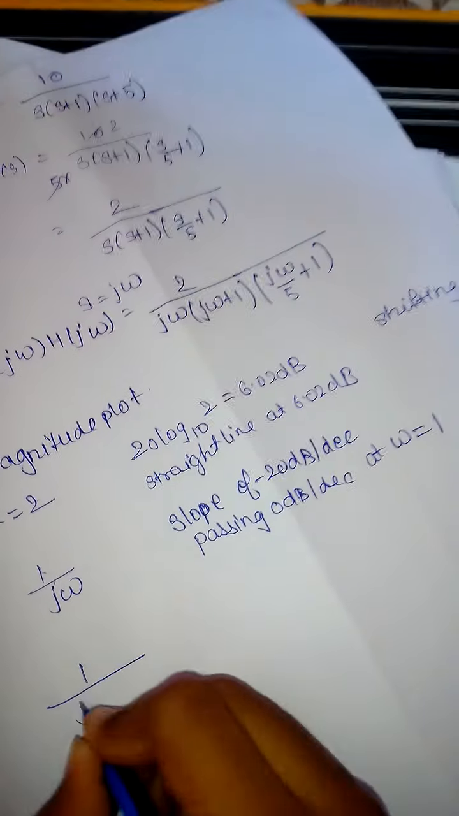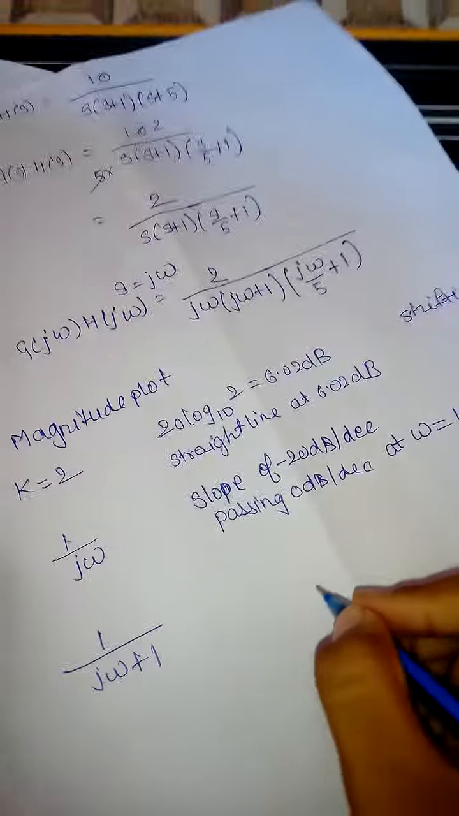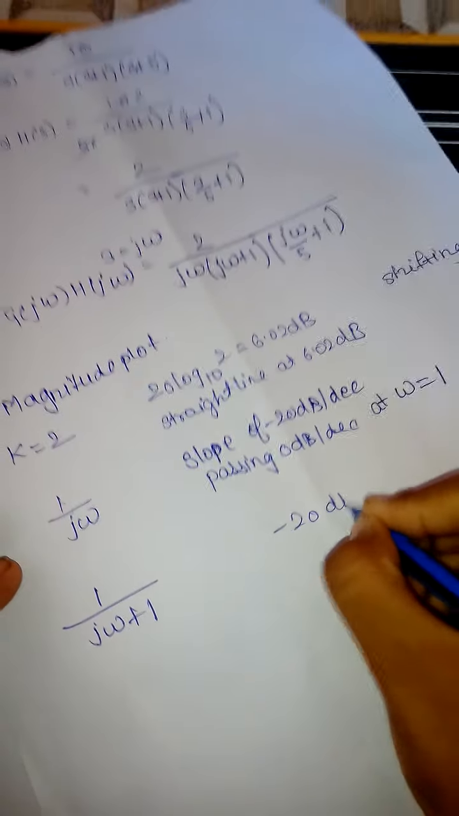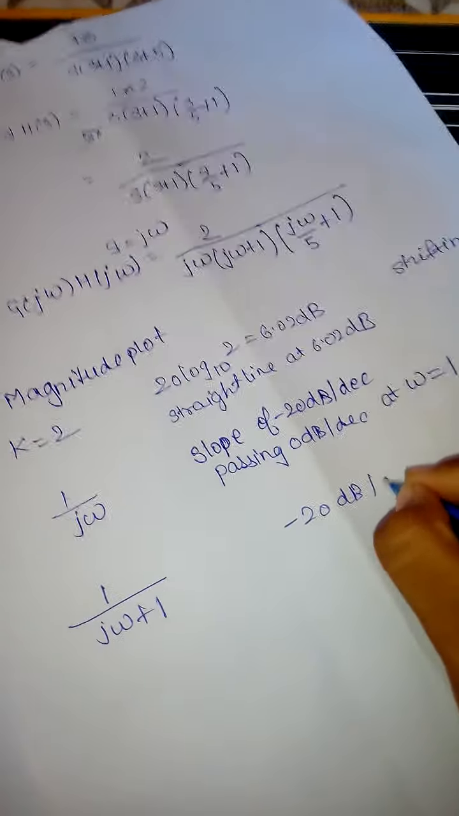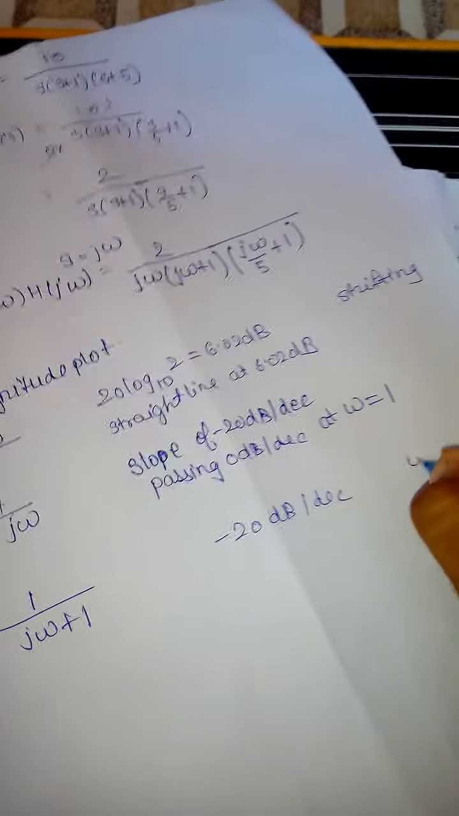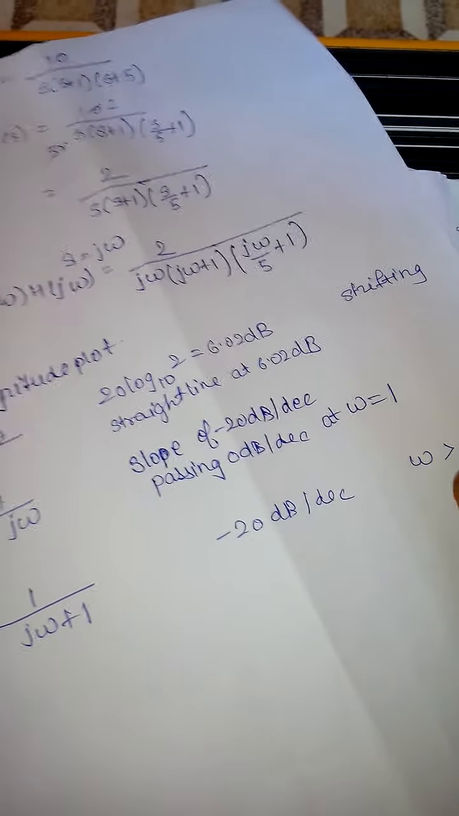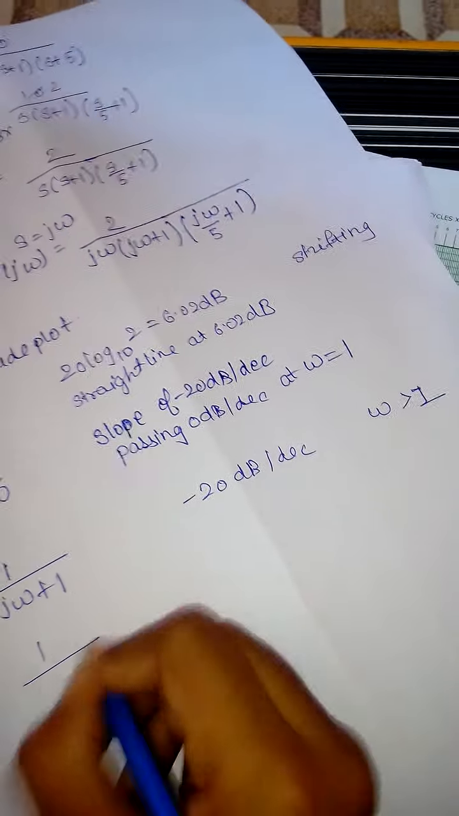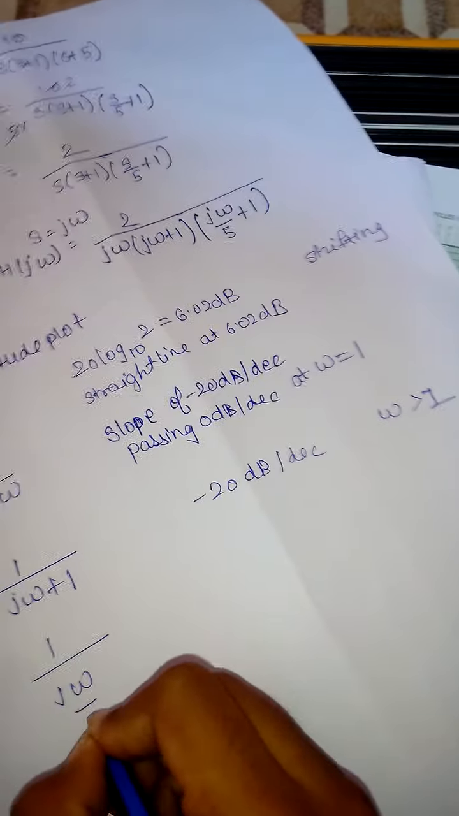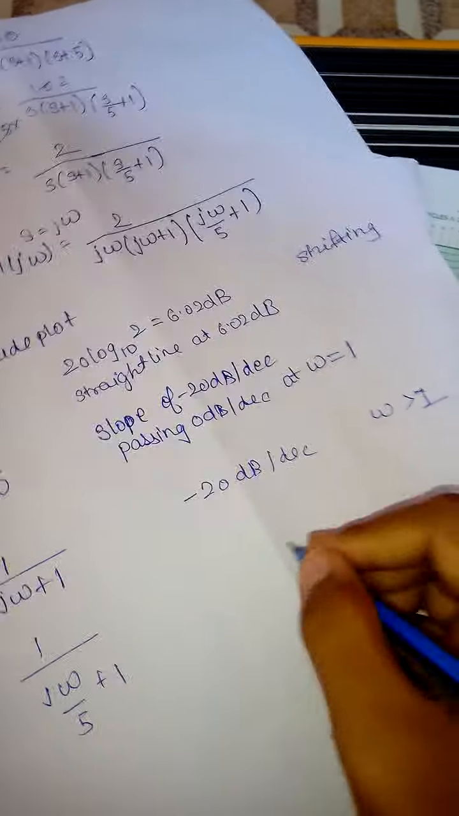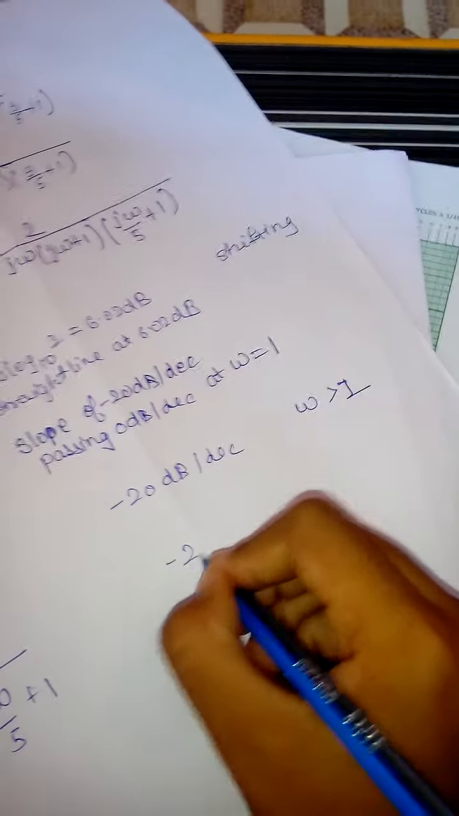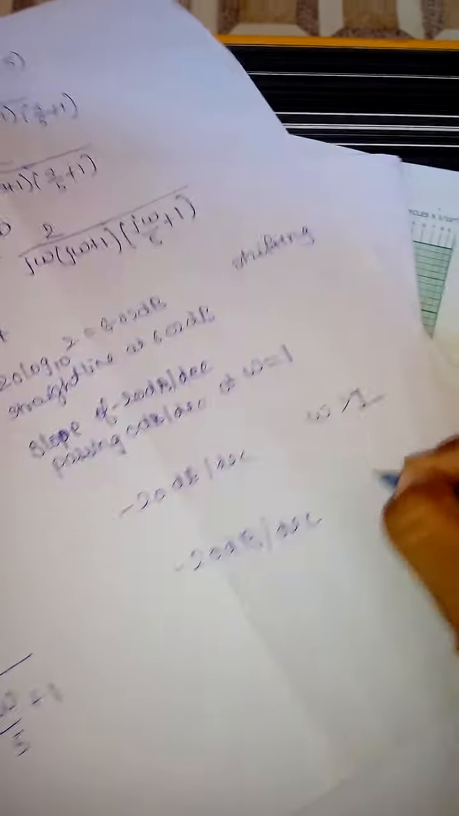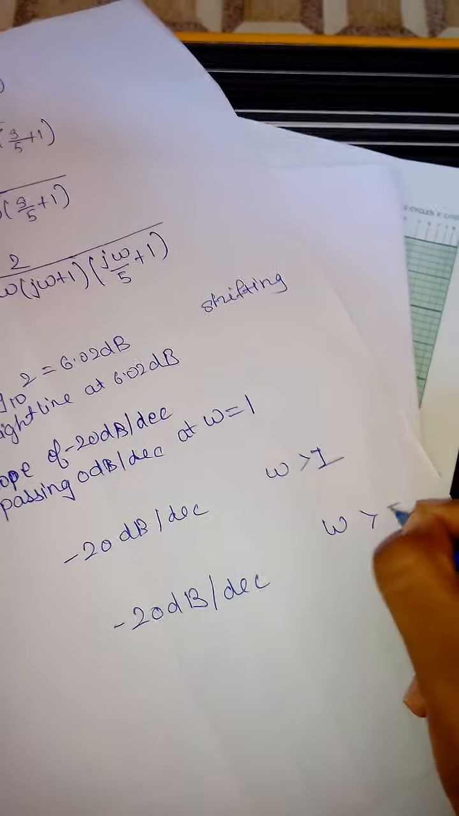Now 1 upon (j omega plus 1): here minus 20 dB per decade at omega greater than 1. Then 1 upon (j omega by 5 plus 1): here also minus 20 dB per decade at omega greater than 5.